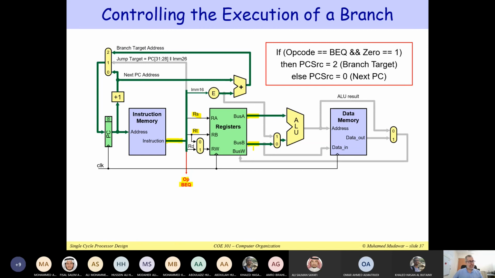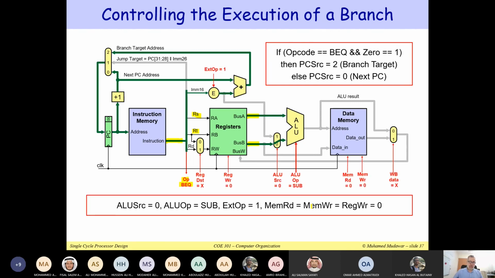So in the case of the branch, it's compare and branch in the same instruction. So we still have to compare. So we use the ALU. So first we have to control this multiplexer here. Notice that ALU source here is equal to 0, because we are going to select bus B. The second ALU input will be the value on bus B. This is the value of register RT. So we have to compare the value on bus A with the value on bus B. We have to compare the values of RS with RT.